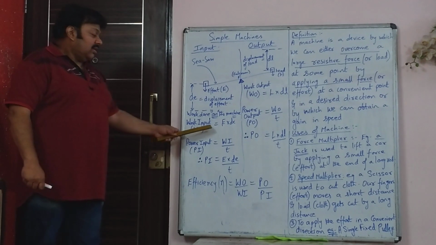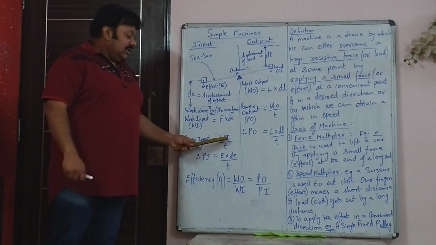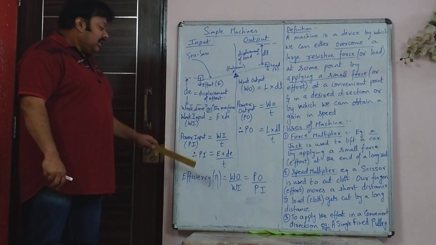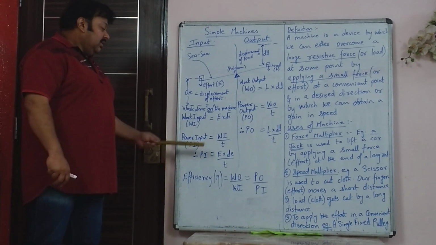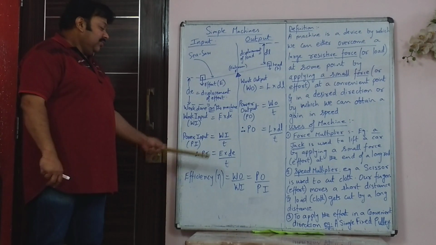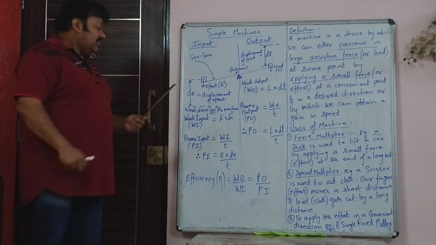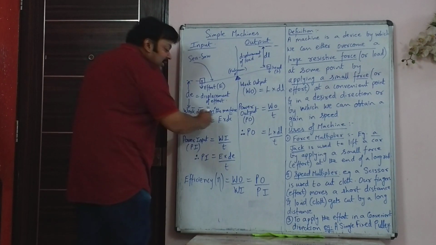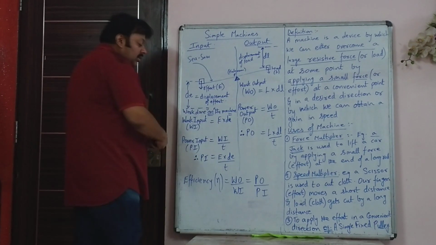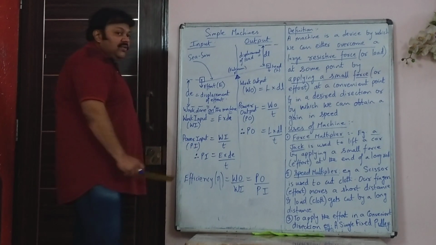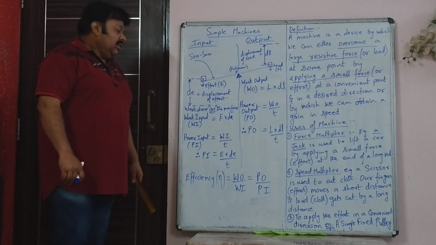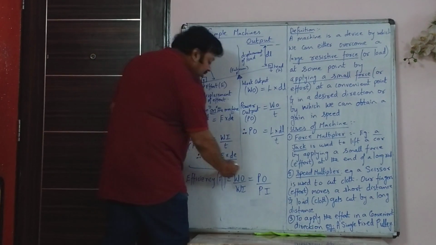Power input is work input upon time. That is Wi upon T. So power is work upon time. So on the input side, it is work input upon time. What is work input? You have just written here that work input is effort into displacement of effort. So effort into displacement of effort upon time is the power input. So that is regarding the input side.